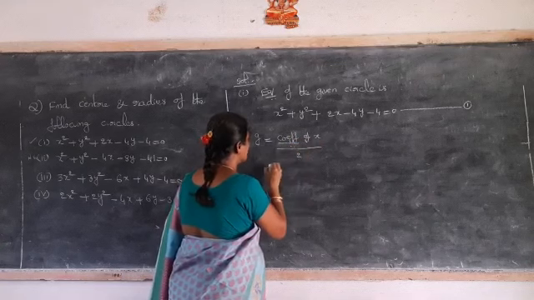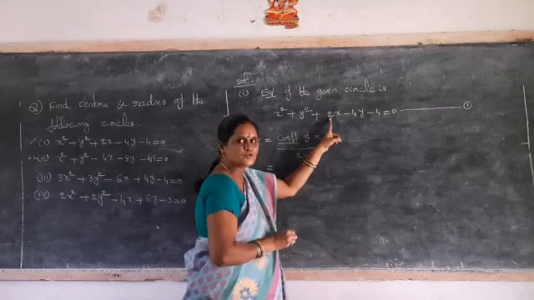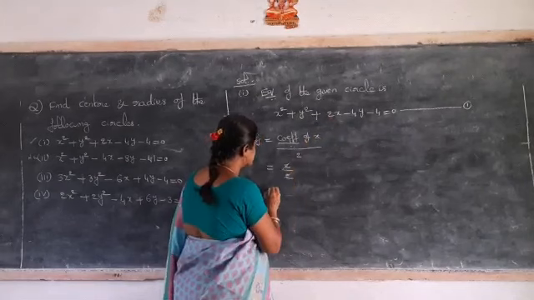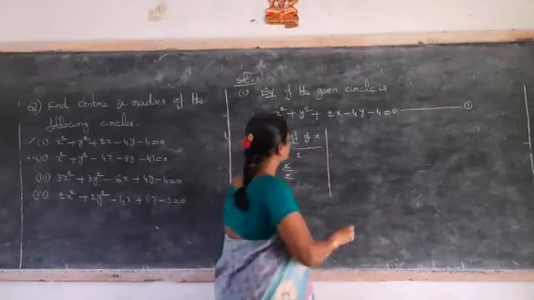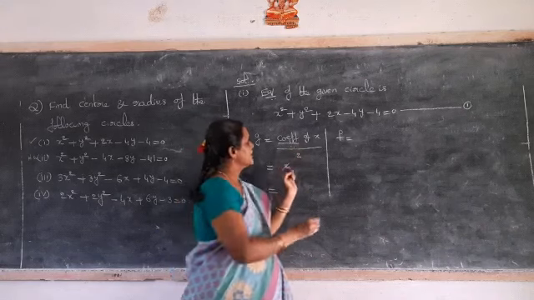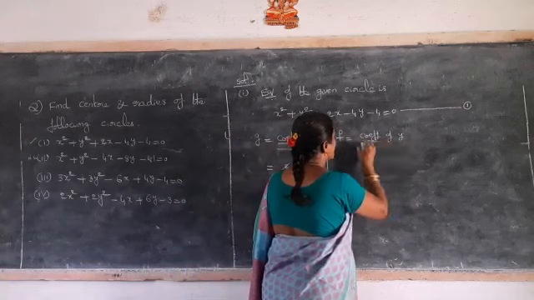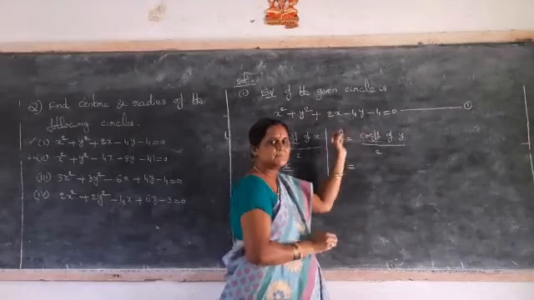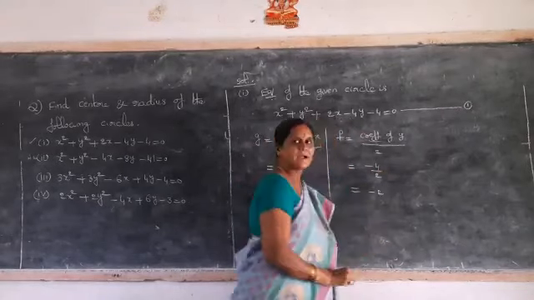Coefficient of x/2 is equal to, you see, coefficient of x is +2. So +2/2, 2 terms are cancelled, you get 1. So this is the value of G. Next we find F. So F is equal to formula coefficient of y/2. First we write the formula, coefficient of y/2 is equal to coefficient of y is -4. So -4/2 is equal to -2.